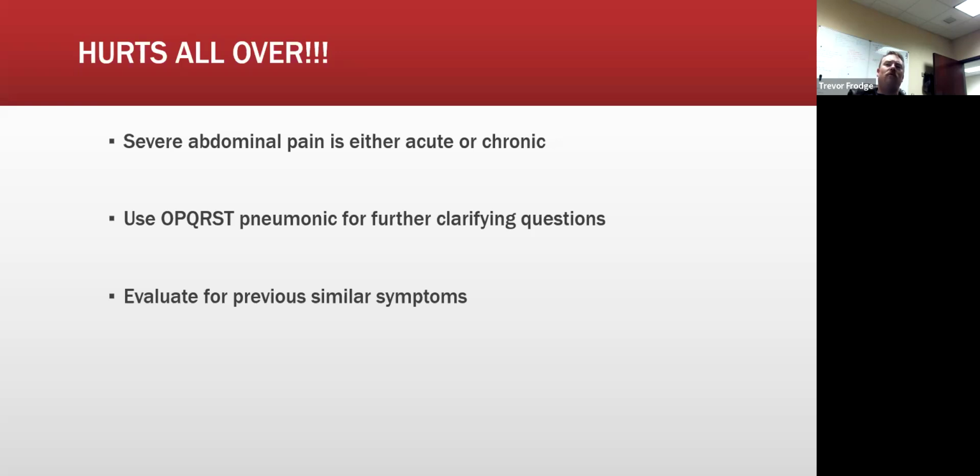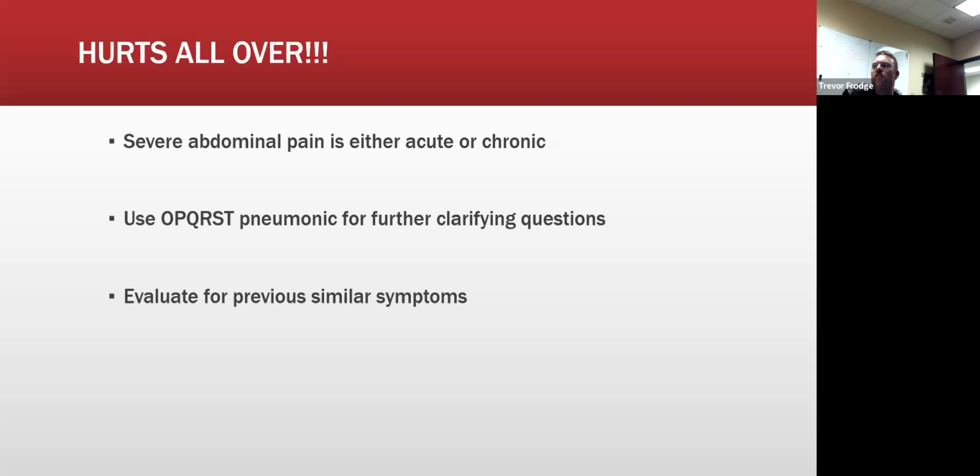Try to use the OPQRST mnemonic. So OPQRST is a great mnemonic for pain. Anytime someone's complaining of pain, OPQRST is the mnemonic we want to use. If you have someone with altered mental status, though, or a seizure or something like that, OPQRST doesn't do anything for you. But for pain, it's great.